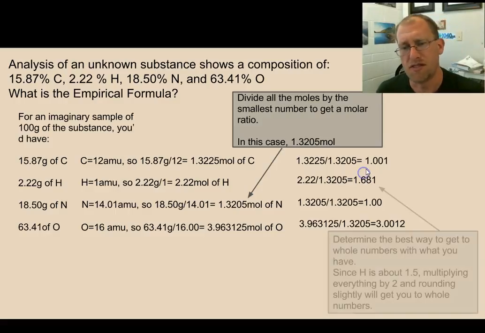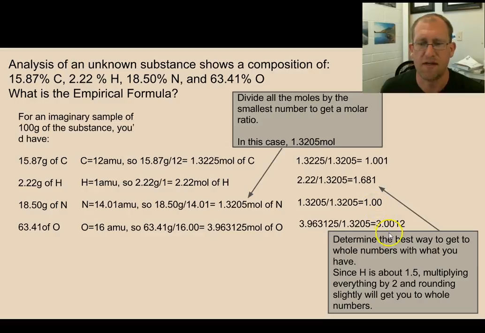So what I'm going to do is multiply all of these by 2. The ones that are already small whole numbers will still be small whole numbers, but this guy will now become essentially a small whole number. So I'm going to multiply them all by 2.